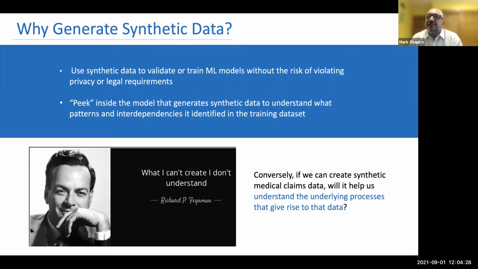And that resonates very well with what Richard Feynman famously said: what I can't create, I don't understand. So conversely, a very ambitious goal may be, if we can create synthetic medical claims data, will it help us understand the underlying processes that give rise to that data? Can we get a better understanding of health and healthcare?